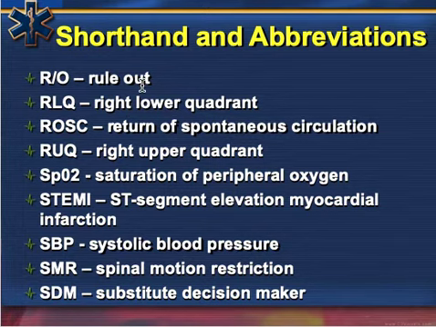R/O means rule out. RLQ refers to the right lower quadrant, so similar to the ones that we were looking at for the left lower quadrant earlier, right? The LLQ. ROSC means return of spontaneous circulation. RUQ, as you can likely guess at this stage, refers to the right upper quadrant. SpO2 refers to the saturation of peripheral oxygen. STEMI refers to an ST segment elevation myocardial infarction. So a heart attack that is presenting with elevation of the ST segment in the ECG tracing in that 12 lead.